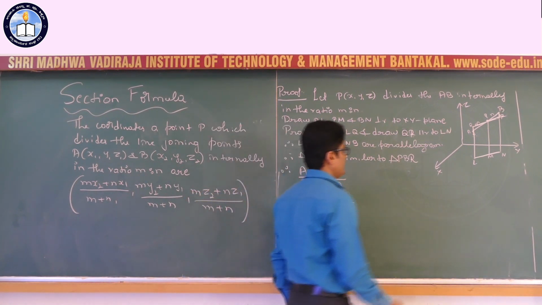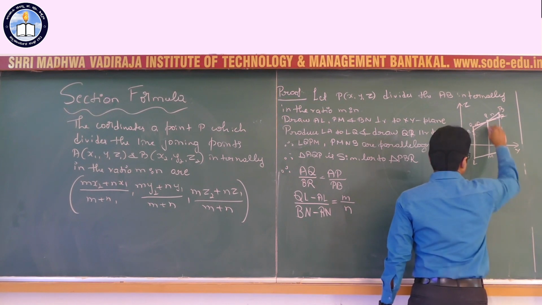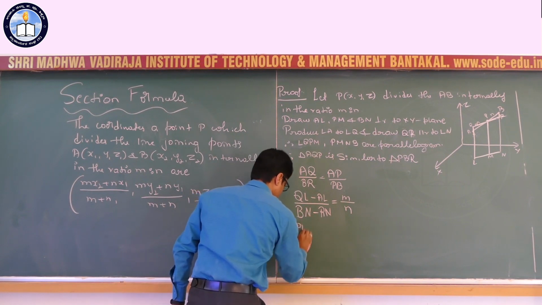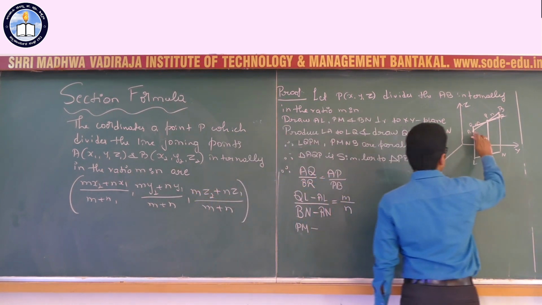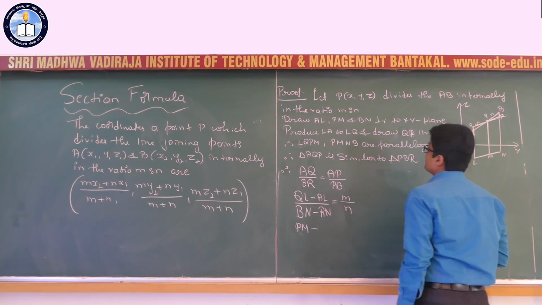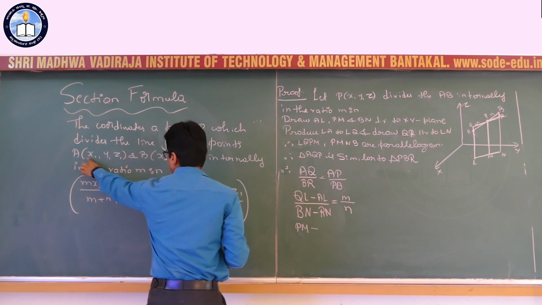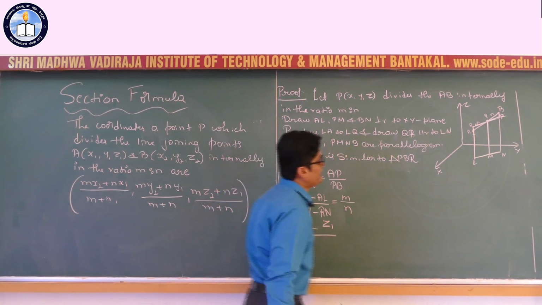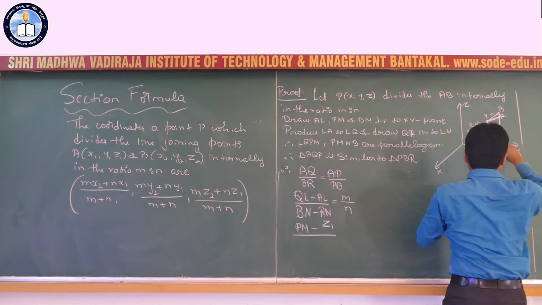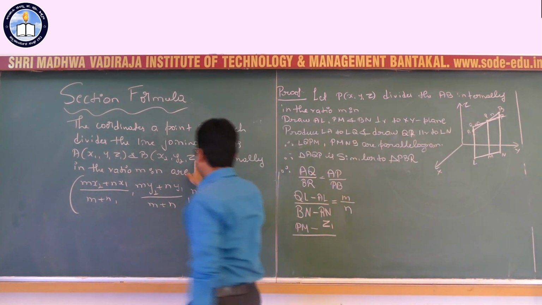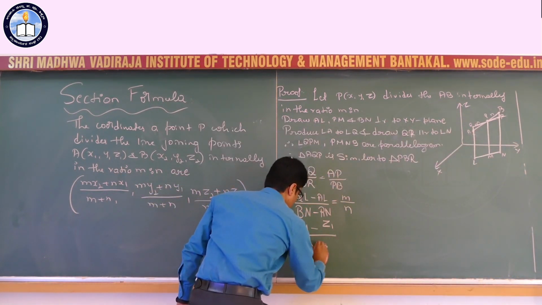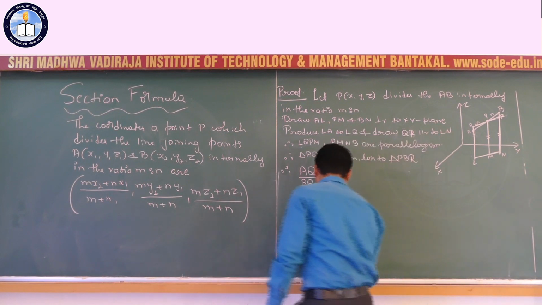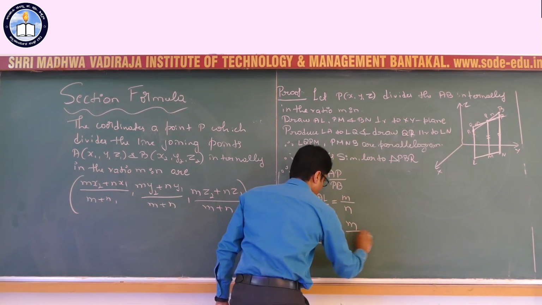QL is also equal to PM because it is a parallelogram. AL is the z coordinate of A. What is the z coordinate of A? A is x1, y1, z1, so the z coordinate of A is z1. BN represents the z coordinate of B. What is the z coordinate of B? z2. What is RN? RN is equal to PM.